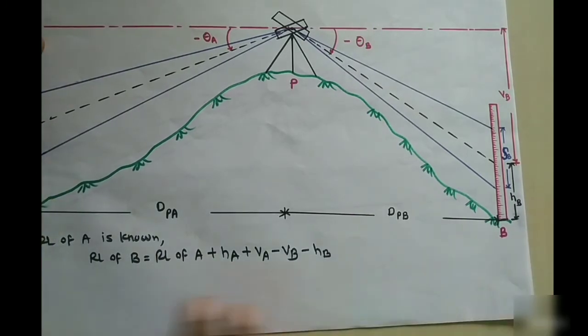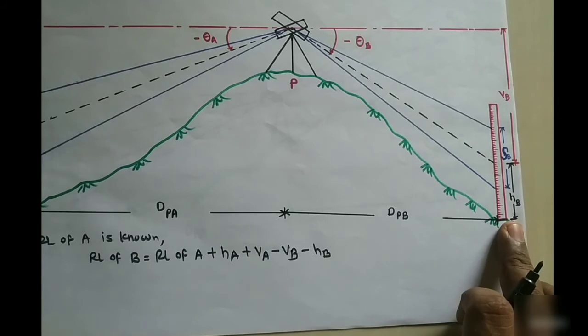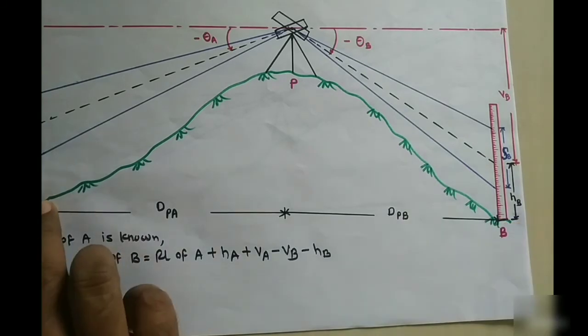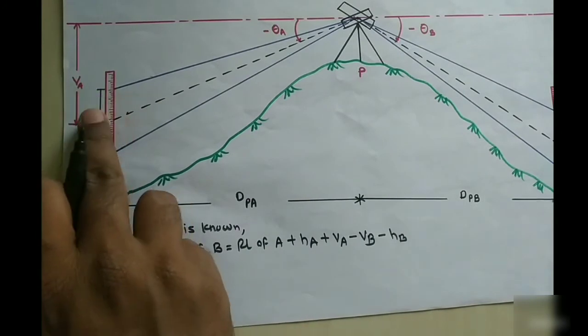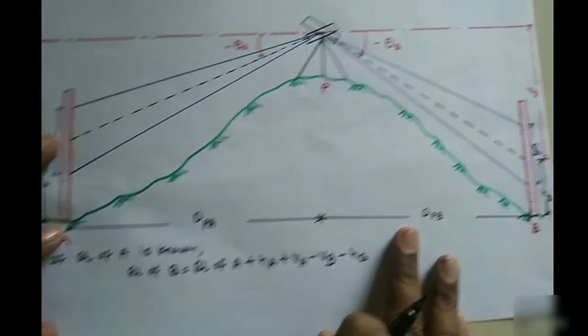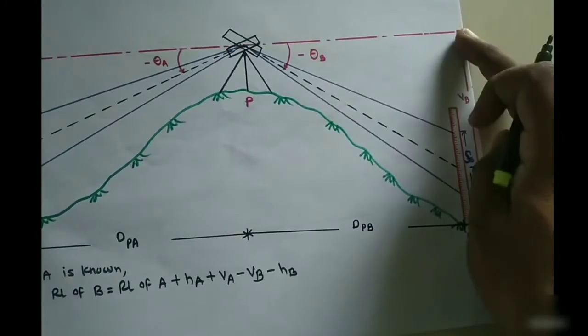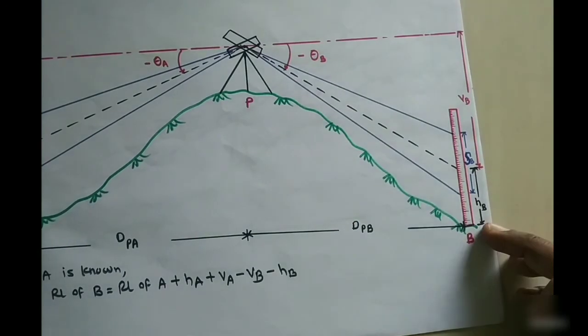Got it? So here RL of B becomes RL of A plus central hair reading at A, plus VA, okay, then minus VB minus HB. Okay, got it?